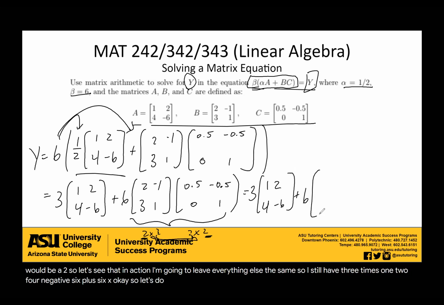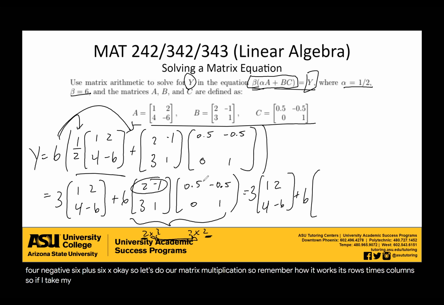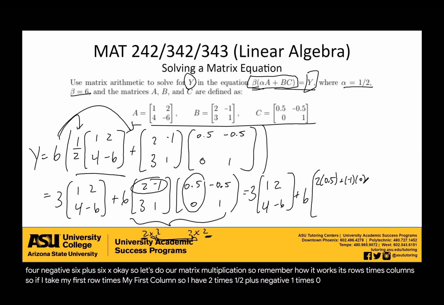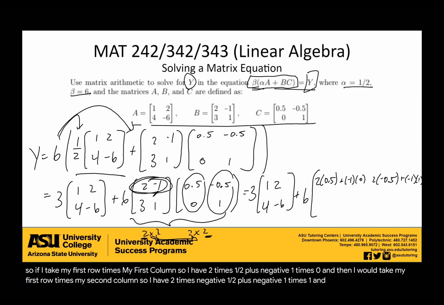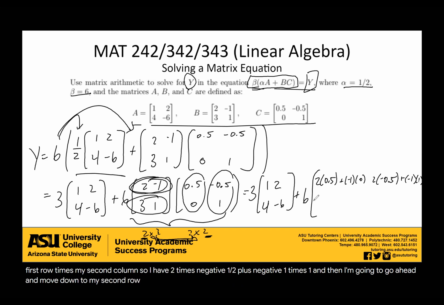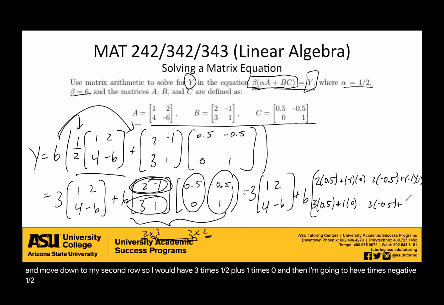Okay, so let's do our matrix multiplication. So remember how it works. It's rows times columns. So if I take my first row times my first column, I'd have 2 times 1/2 plus -1 times 0. And then I would take my first row times my second column. So I have 2 times -1/2 plus -1 times 1. And then I'm going to go ahead and move down to my second row. So I would have 3 times 1/2 plus 1 times 0. And then I'm going to have 3 times -1/2 plus 1 times 1.